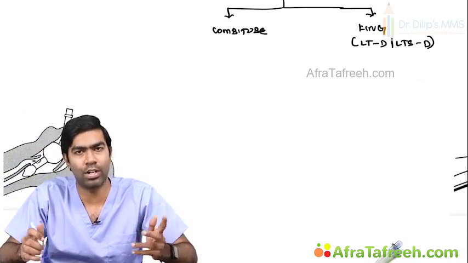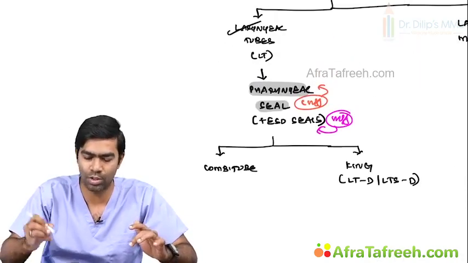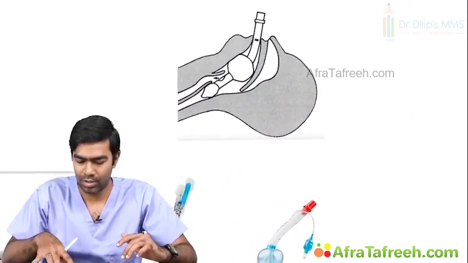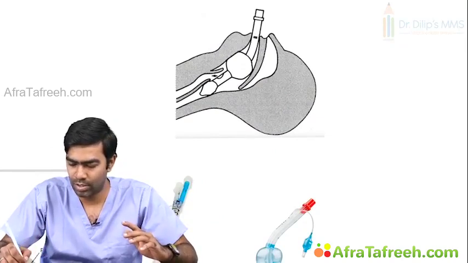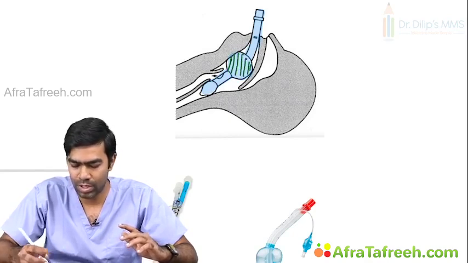Before going into the details of the Combitube and King devices, let us see how these laryngeal tubes generally work with the pharyngeal seal. This image will nicely tell you how these laryngeal tubes work. So this is the device per se. I'll shade it in blue for you. This is the device per se, and you can see there are two cuffs. One is the pharyngeal cuff.